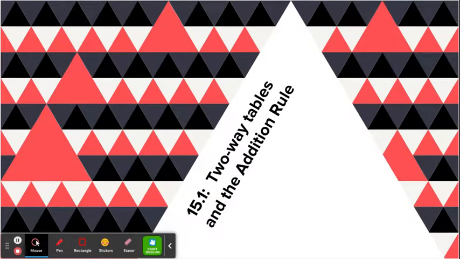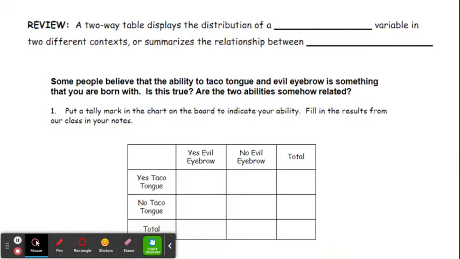And our first lesson, lesson 15.1, is on two-way tables and the addition rule. You used the addition rule back in chapter 14, but in this section, we're going to look at some different ways that we can apply this addition rule.